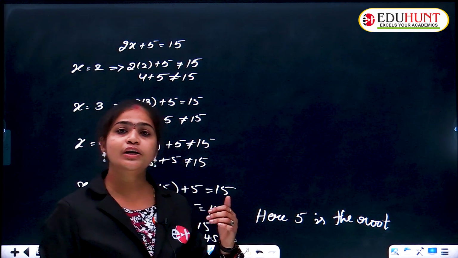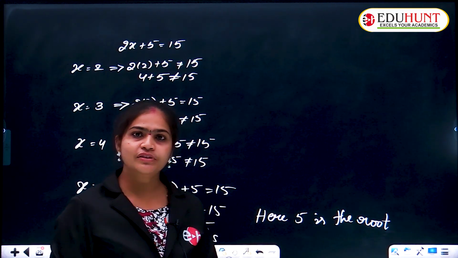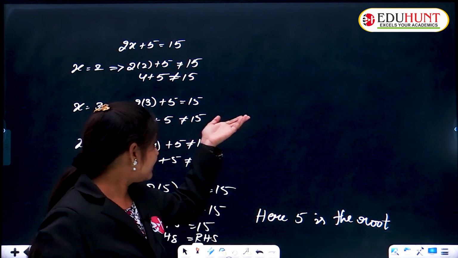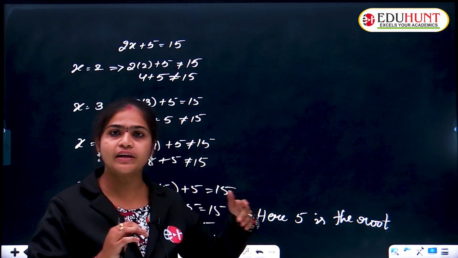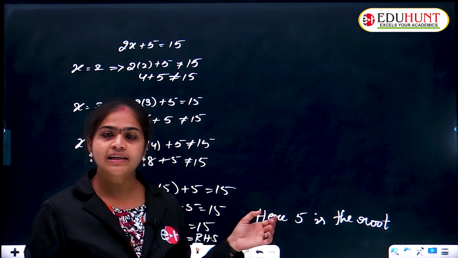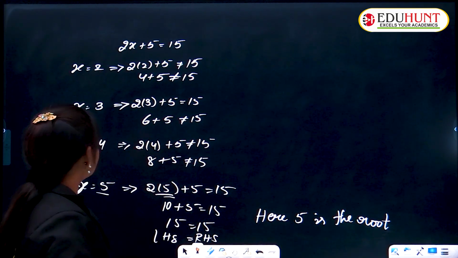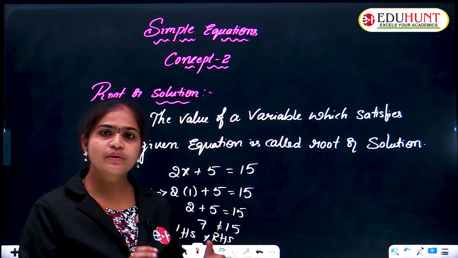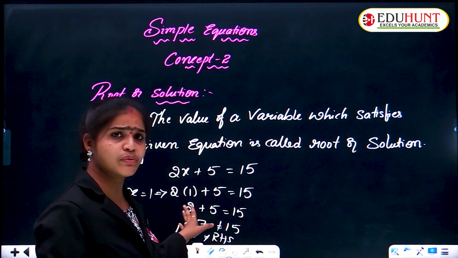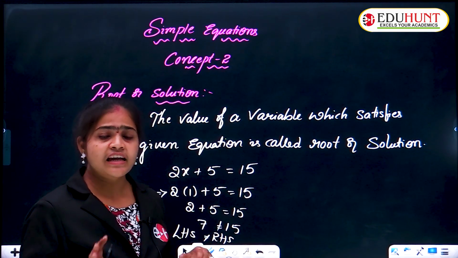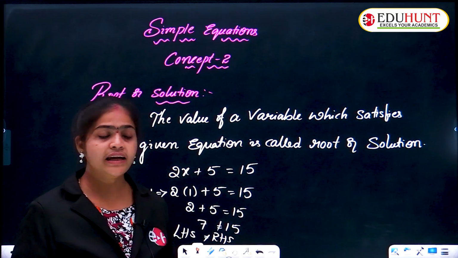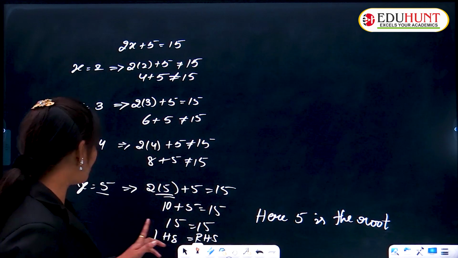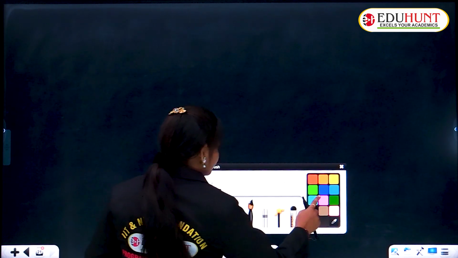Now, what about the domain of the variable? Domain of the variable means, here I took the values 1, 2, 3, 4, 5. They didn't mention anywhere that only 1, 2, 3, 4, 5 must be taken. I just gave the equation 2x plus 5 is equal to 15. We are just assuming and guessing whether it is possible or not. By that method we got x is equal to 5. Now, what does domain of the variable mean?